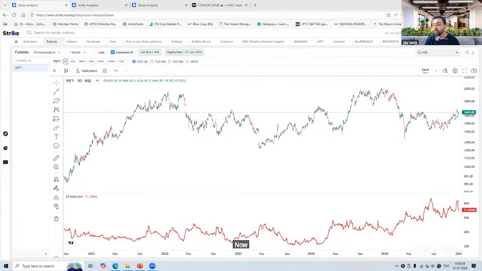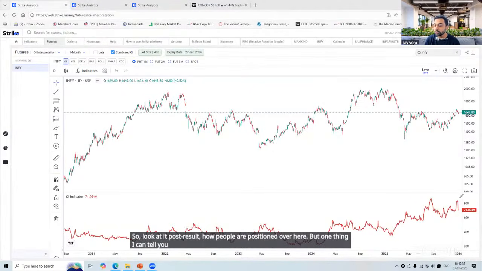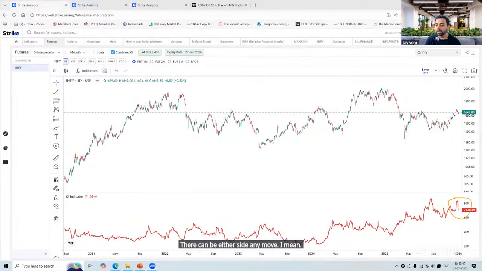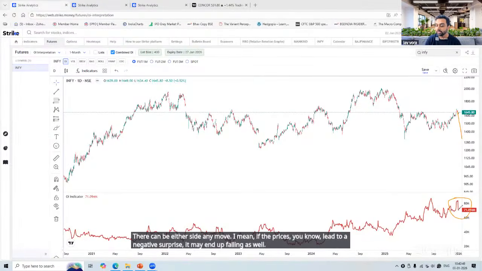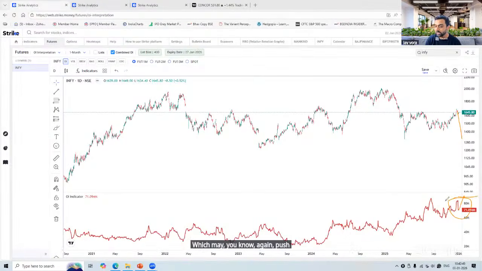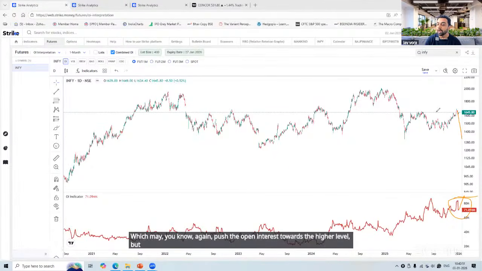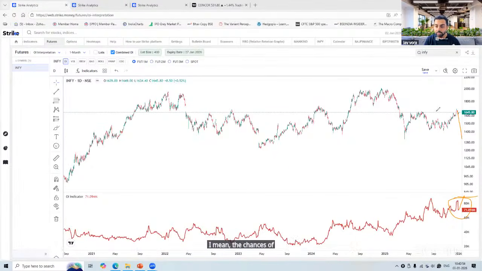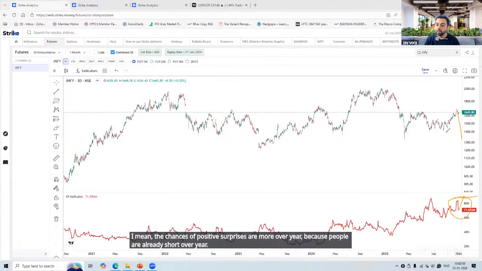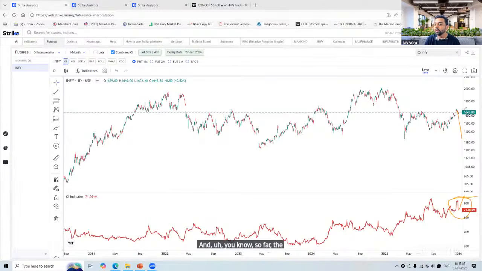But as I told you, we are coming to a result season. So look at it post result, how people are positioned over here. But one thing I can tell you is that because open interest is still at an extreme, there can be a move on either side. If the results lead to a negative surprise, it may end up falling as well, which may again push the open interest towards a higher level. But if at all, the chances of positive surprises are more over here because people are already short over here, and so far the bulls have a firmer grip.